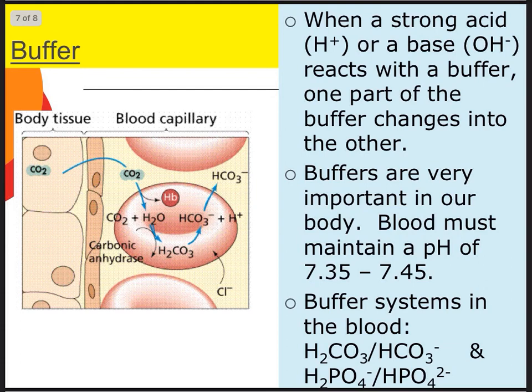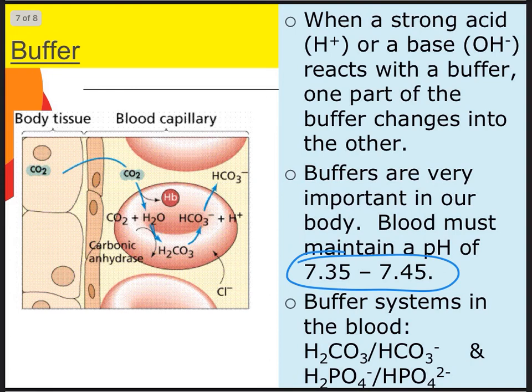When a strong acid or base reacts with a buffer, one part of the buffer changes into the other, right? We have this back and forth with this buffer. Buffers are important because we have to have blood at a certain pH. Otherwise, we start getting very sick. Body systems will shut down. Cells will begin to lyse and break up and die. Blood must maintain a pH of 7.3 to 7.4. 7.4 they call the ideal pH for human bodies.